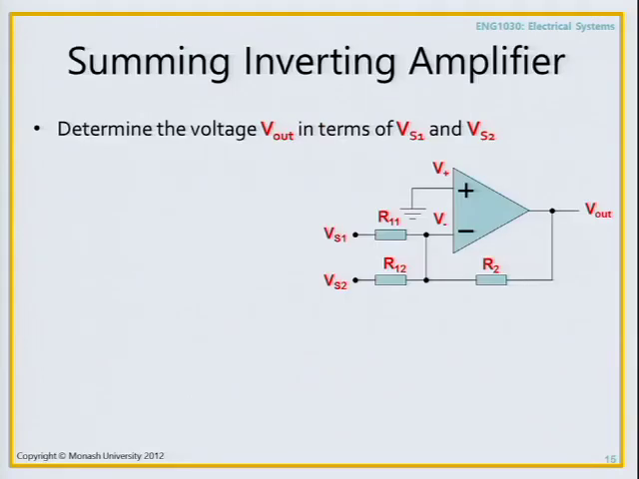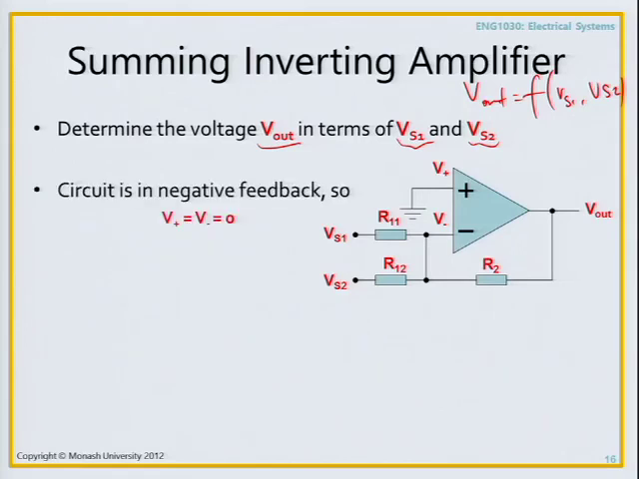Okay, so final circuit. I'm not going to get you to analyze it. I'll analyze it for you just to show you what's going on. In this case, we haven't asked for the gain. We've asked for the voltage V out in terms of VS1 and VS2. Okay, so we want V out is equal to some function of VS1 and VS2. How would we go about doing something like that? Well, no different to how you went about solving the previous problem.